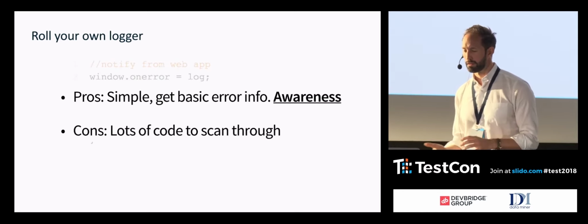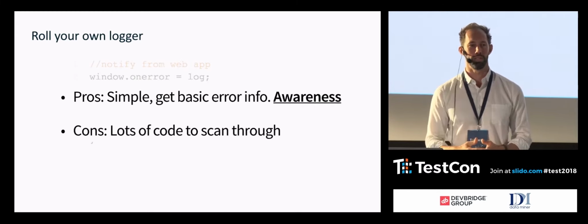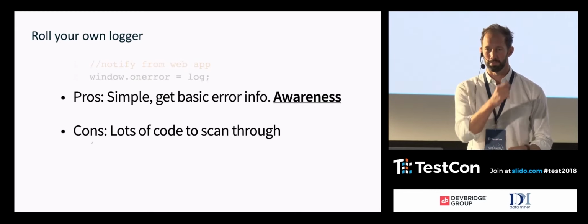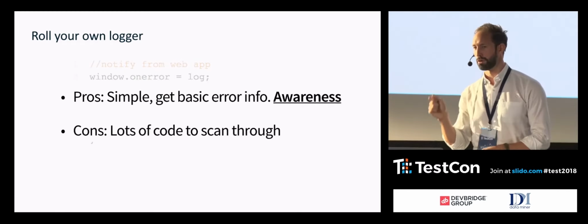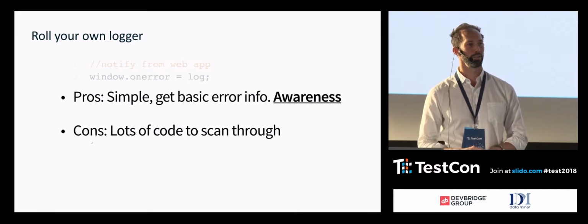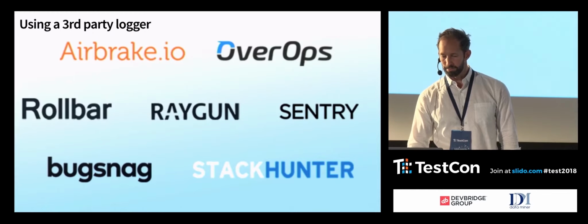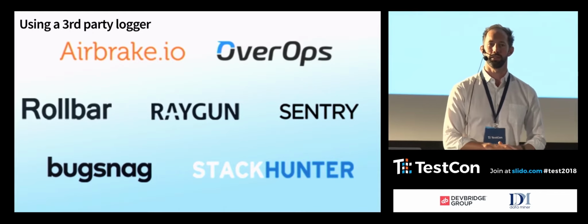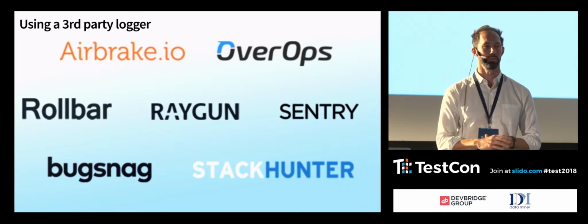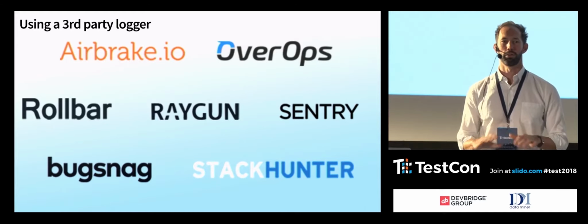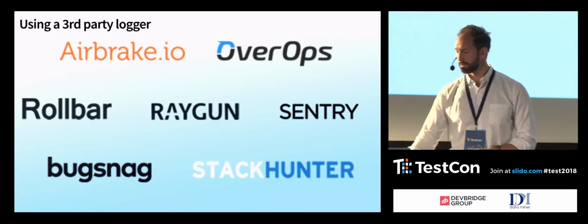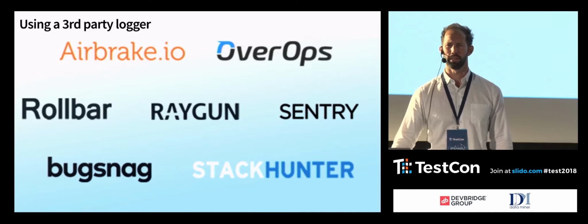And the cons, there's a lot of code to scan through each time you get an error message. You have to be Sherlock Holmes and look through all the files and try to figure out how this bug happened. And fourth option is using a service. And there's probably 20, 30 of these now. So error logging as a service, these have been around for probably at least 10 years.